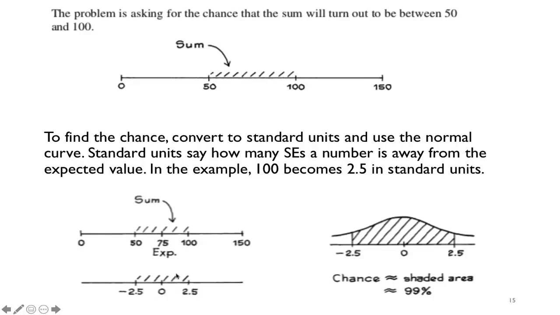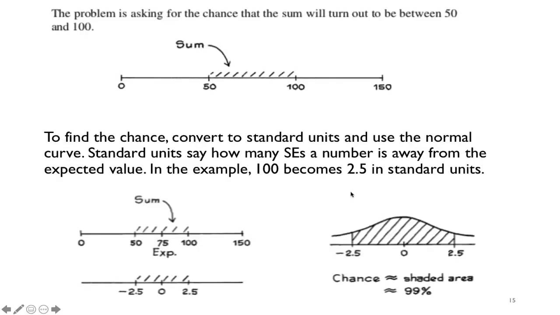Now we use our Z table to find that the chance of being negative 2.5 SD on the left all the way to 2.5 SD to the right is about 99%. This is from the Z table. So that means that we have a 99% chance of getting a sum that is between 50 and 100. So notice, right, that it's really hard to get anything below 50, and it's also very hard to get something above 100. So even though the range of possibilities is from 0 to 150, 99% of the time we get a sum that's in a much smaller range.